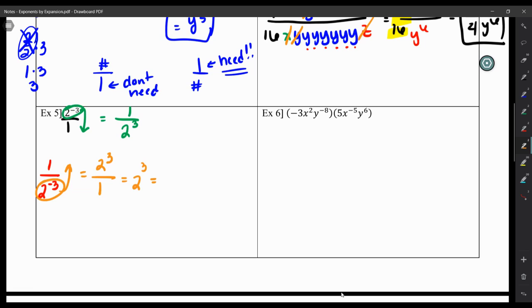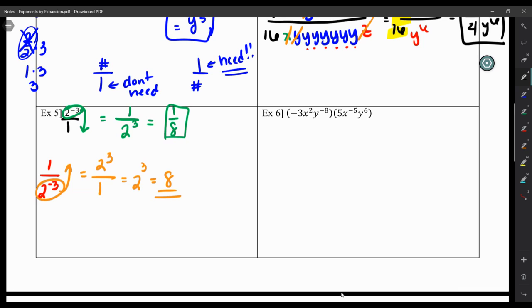2 to the third is 2 times 2 times 2, so 2 to the third is 8. And if I look at the green example, 1 over 2 to the third would be 1 over 8. So negative exponents simply mean the base is on the wrong side of the fraction. Let's look at example 6.